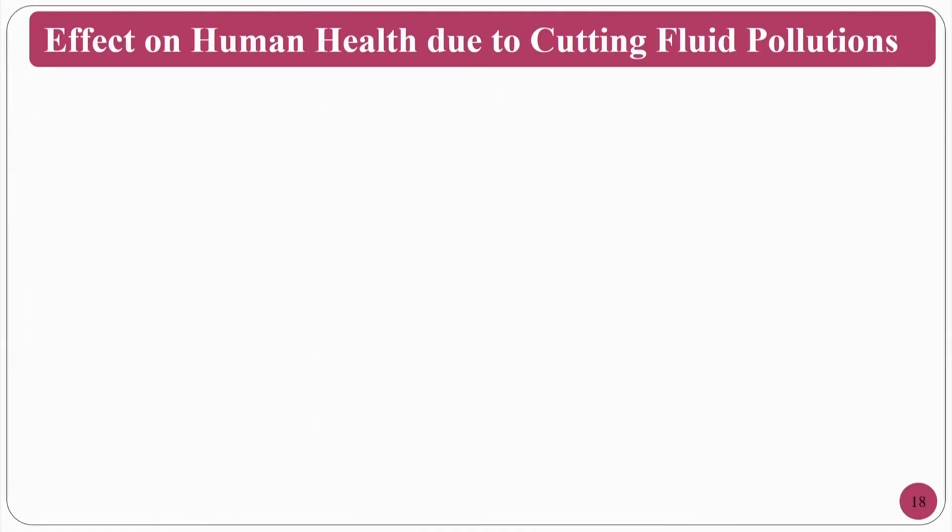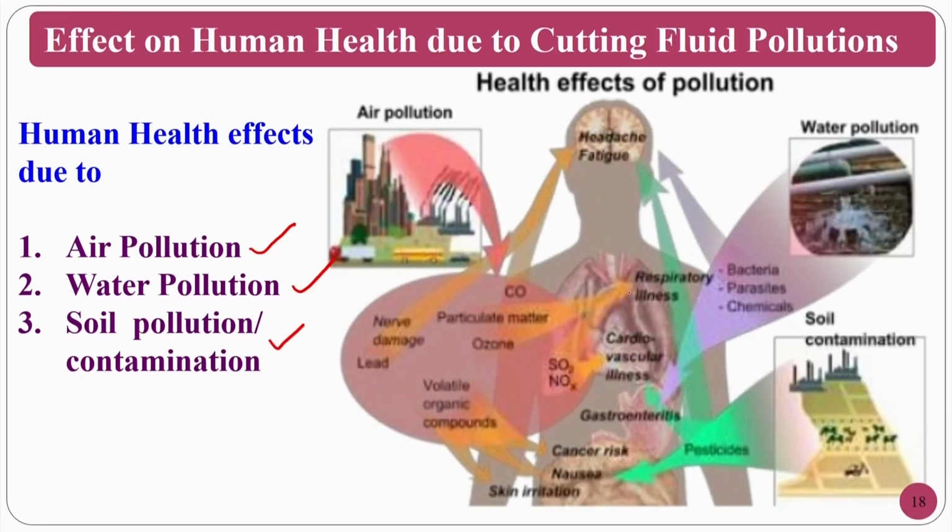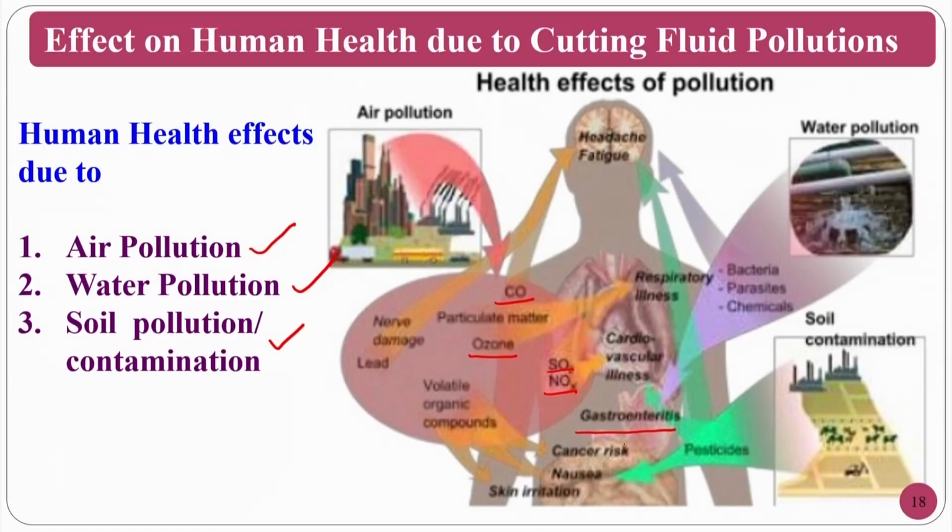Okay. Human health due to cutting fluid. Normally, there are human health effects due to air pollution, water pollution, or soil contamination. You can see here air pollution. Air pollution refers to carbon monoxide, SOx, NOx, and you are also damaging the ozone layer and other things. If you see the water pollution, the biggest problem is gastroenteric problems, that is, stomach problems, cancer problems, and skin irritation and other things.